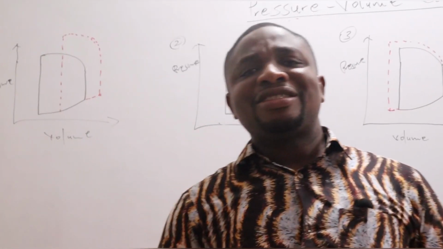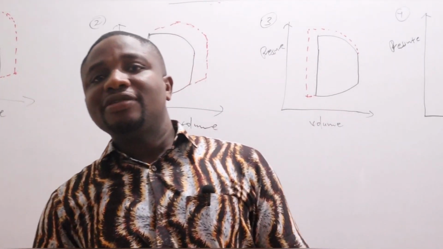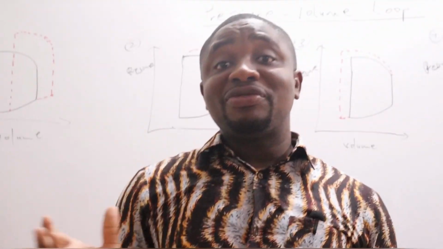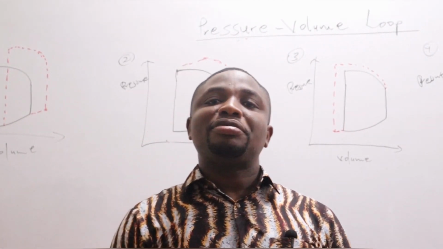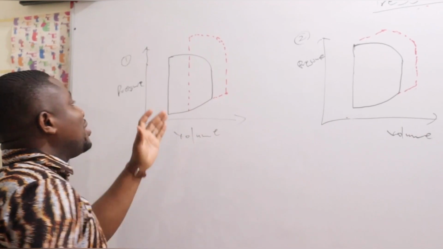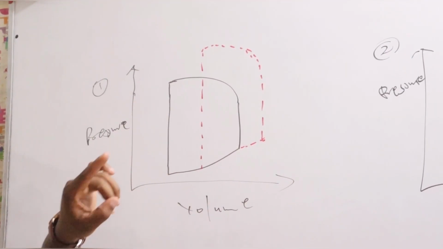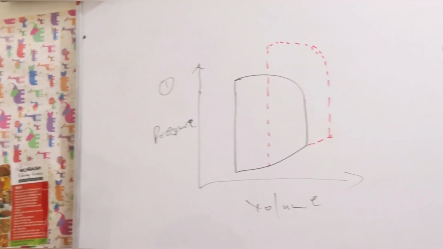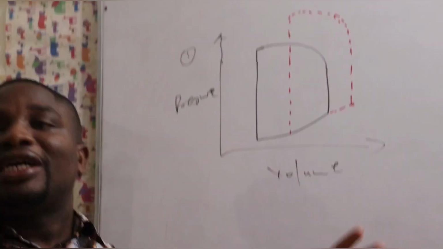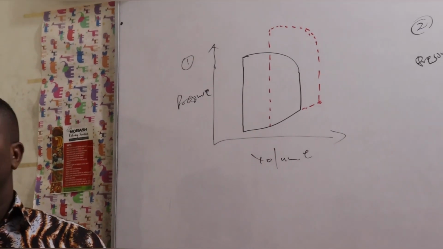Let's move on to look at some examples of the pressure volume loop and also give interpretation or observations with regards to the examples. So we'll start with the first one. That is going to be this pressure volume loop. The thick lines, the ones that are continuous, are the physiological pressure loops. Then the dotted ones are changes after certain conditions or interventions.